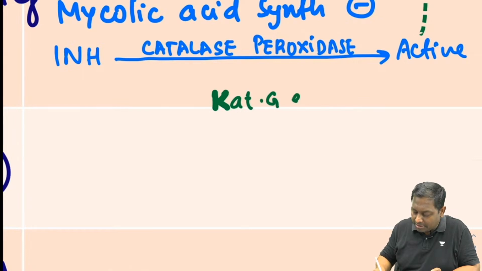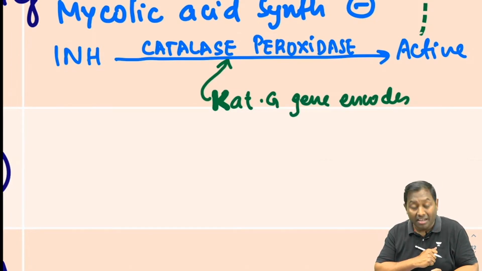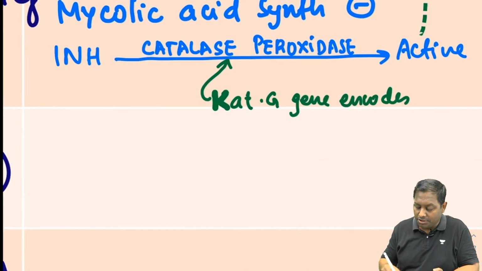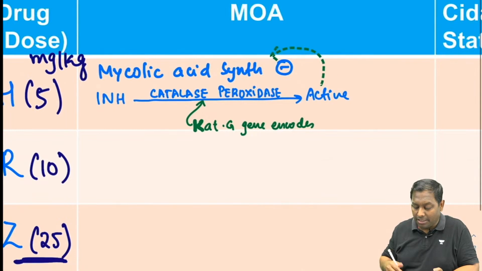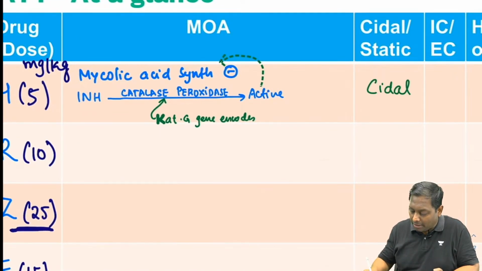This KatG gene encodes the enzyme known as catalase peroxidase. Okay, the KatG gene encodes catalase peroxidase, which is involved in the activation of isoniazid, and whenever isoniazid is activated, it causes a cidal effect on the mycobacterium.